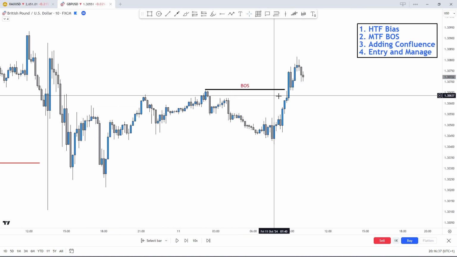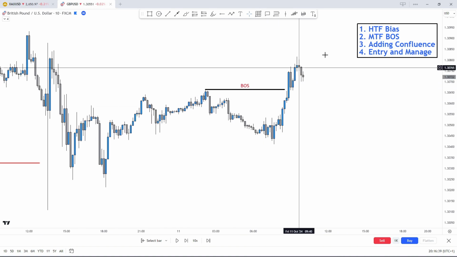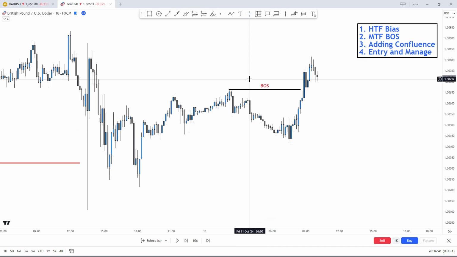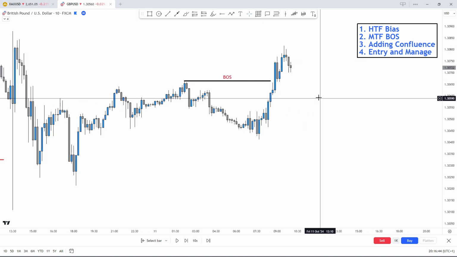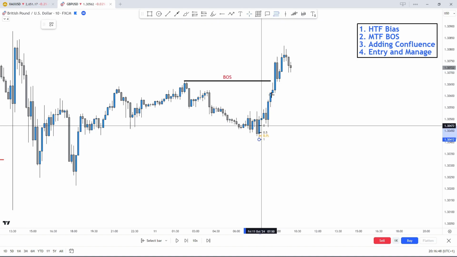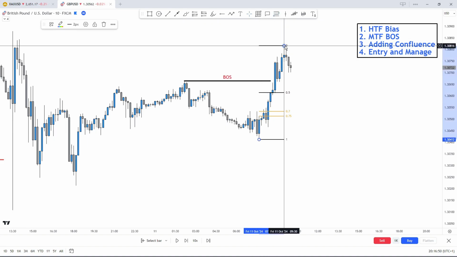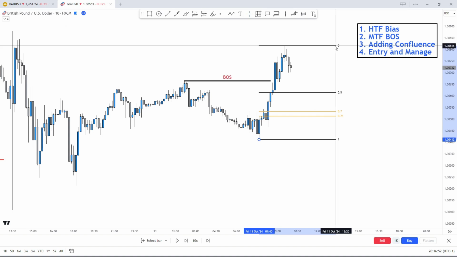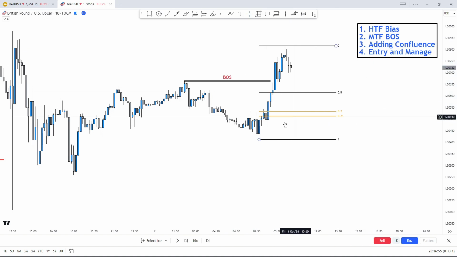So we identified the middle time frame break of structure. Now we wait for step 3, which is adding confluence for this trade. First thing I'm going to do is mark up my range. My range is from this low all the way up to this high, and this is my trading range, and this is where I'll be trading.